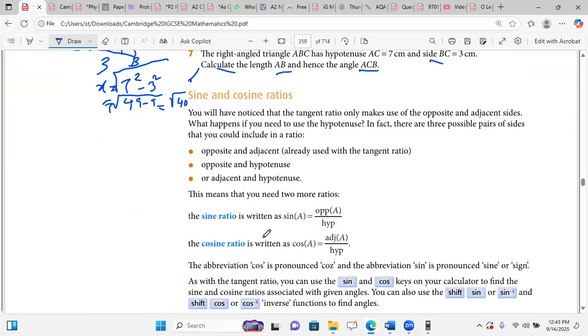Then he is going to do practices with the sine ratio and cosine ratio. For sine ratio, we know that sine theta is opposite over hypotenuse and cosine is adjacent over hypotenuse.